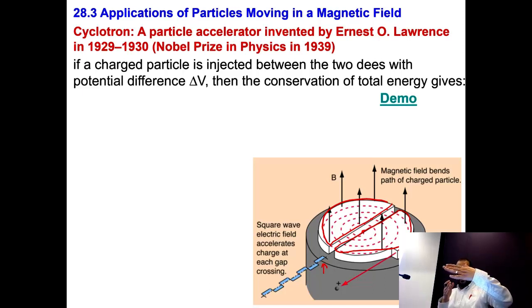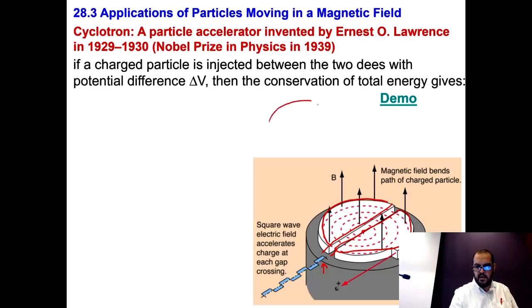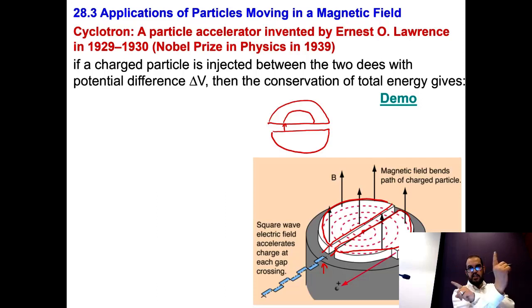Okay, so the charged particle will accelerate, but when it reaches the inside of the D, inside the D there is only a magnetic field. There is no electric field, because the electric field is only established in the space between them. So let me draw it here. The charged particle experiences an electric field and accelerates, but once it reaches the D, there is only a magnetic field there, a centripetal force, so it will move in a circle. Okay, then it reaches here, the polarity of the electric field is reversed, and it gets accelerated again.